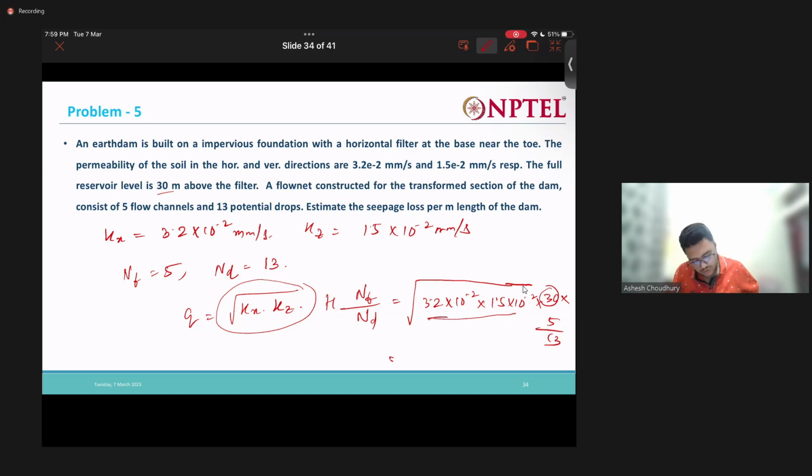Two, okay, 252.8 mm per second. Okay, correct, correct. I guess 3.2 into 10 to the power minus 2 into 1 minus 2 into 30,000. Okay.